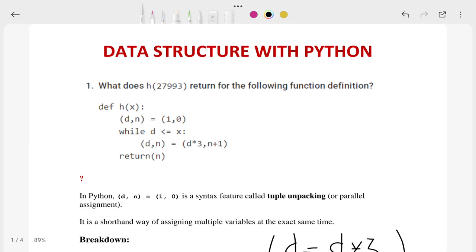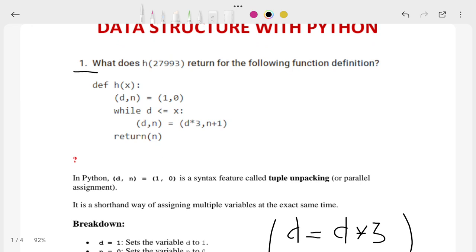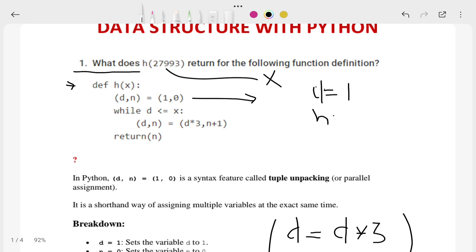Okay, so today the first question they have asked is: what does h, a function, return for this value of x? So your function def h of x means 27993, and what is the meaning of this? You are initializing d is equal to 1 at first, and n is equal to 0. This is the meaning of this.